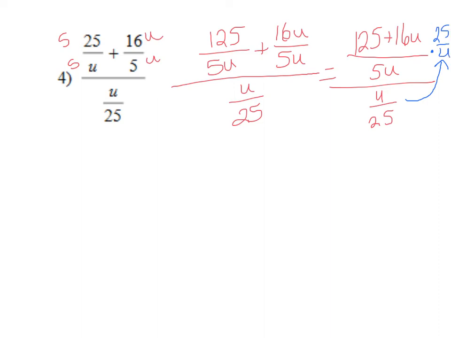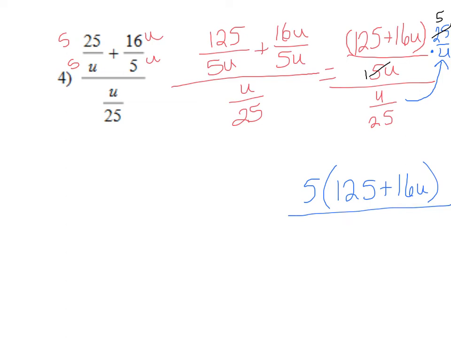And then you're looking to do any reducing that you can. And so what I see here is a 5 with a 25, so that can reduce. And nothing I can do with that u, because remember that the 125 plus 16u is its own thing with that addition in there. It works as a quantity. And so all I have then is on top, a 5. Out in front, I would move that to the front, and I would still have the quantity, 125 plus 16u. And on the bottom, the 5 canceled out, but I still have the u. But I have another u over here, so u times u is going to get me a u squared for a denominator. And that's my final answer.